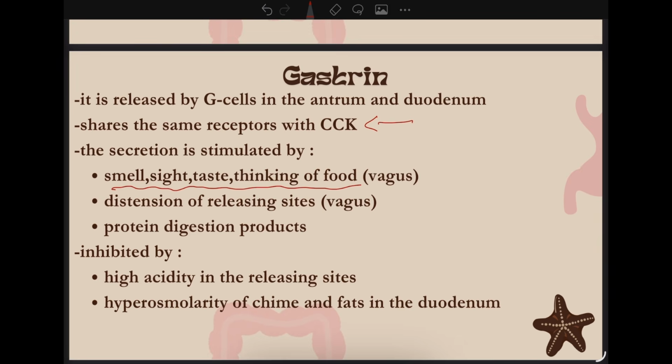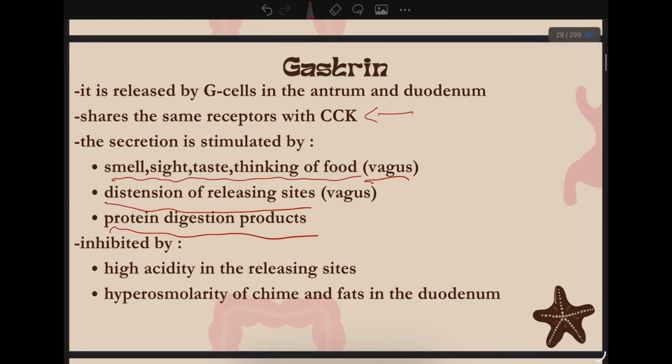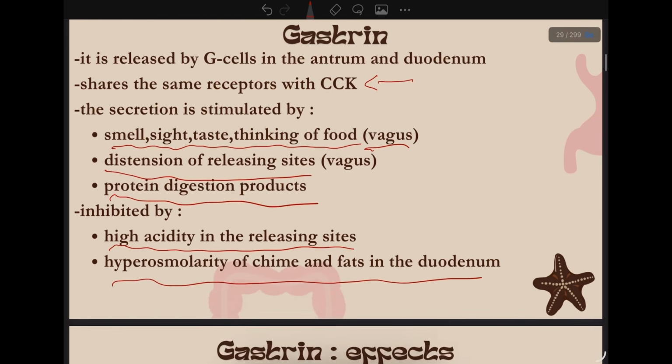So when you are anticipating food, vagus will cause the release of gastrin. How? We will talk later. Distension of releasing sites. So if the antrum or the duodenum are distended, gastrin will be secreted because you want to digest the food that's there. Protein digestion products also make sense, because you have protein that's partially digested, it means that you want to digest it more, so you release gastrin. Inhibited by what? High acidity in the releasing sites, and it will make sense when we say its effects now. And hyperosmolarity of common fats in the duodenum, you will also see.